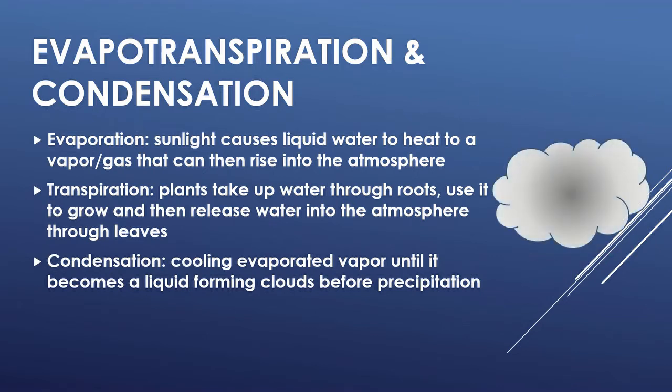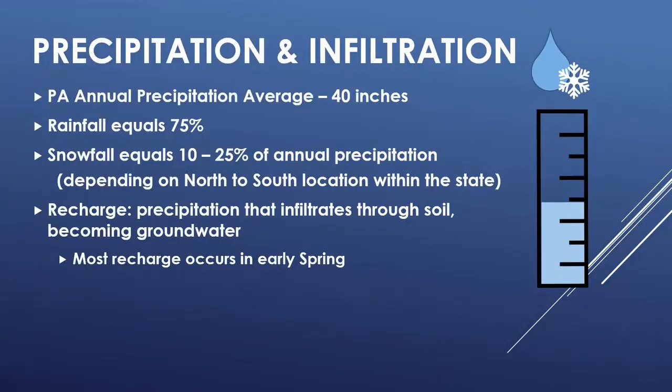Condensation occurs in the atmosphere as these rising vapors are cooled to the point where they become liquefied again. Condensation leads to the formation of clouds and precipitation. Precipitation is the part of the water cycle where water falls through the atmosphere to the earth. In Pennsylvania, most precipitation comes in the form of rainfall. Snowfall amounts can vary north to south within the state. On average, Pennsylvania receives approximately 40 inches of precipitation annually.